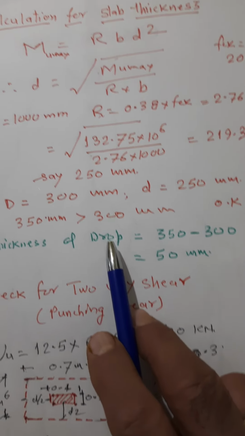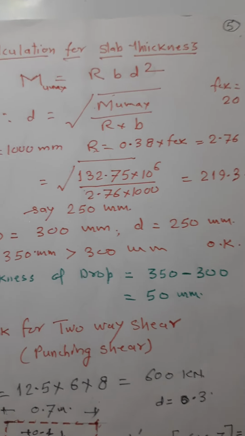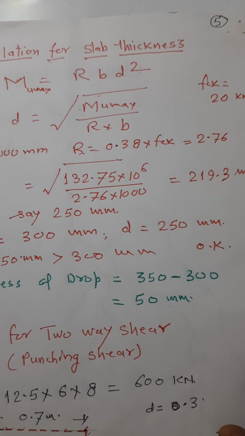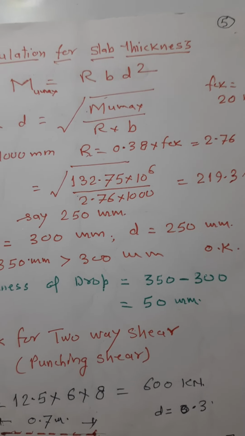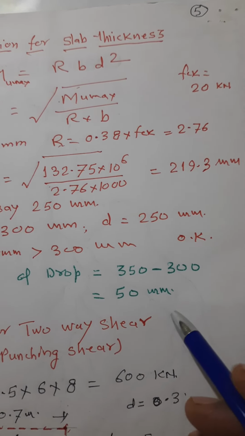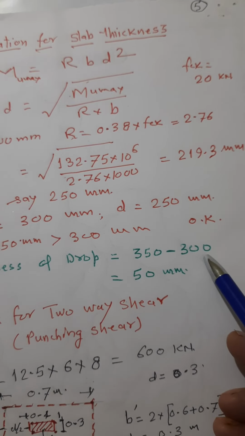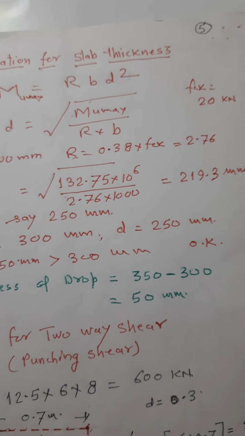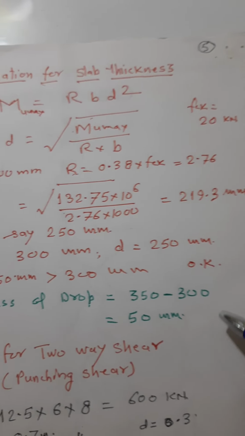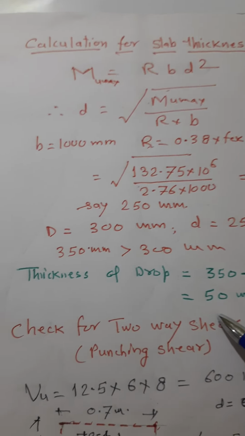Now we have to go for the important part: how much thickness are we providing for this drop. Total depth required is 350 near the edge and the column strip. So 350 minus 300, we have provided 350, and 300 is already the required depth all over this slab. So 50 mm is the thickness of the drop.